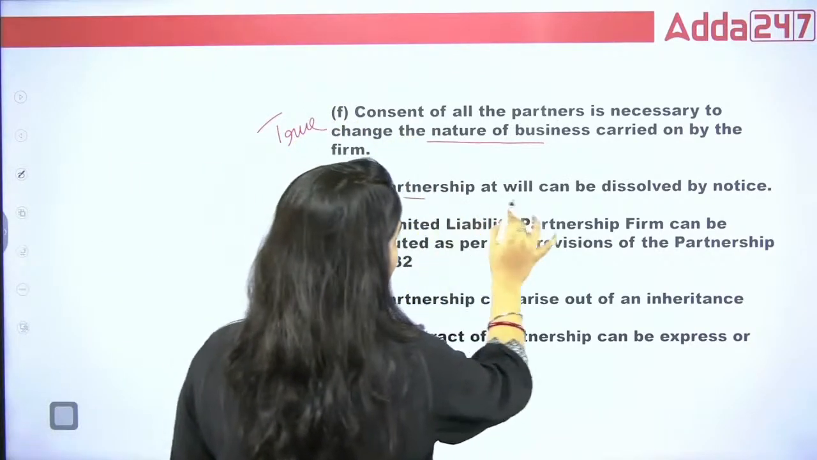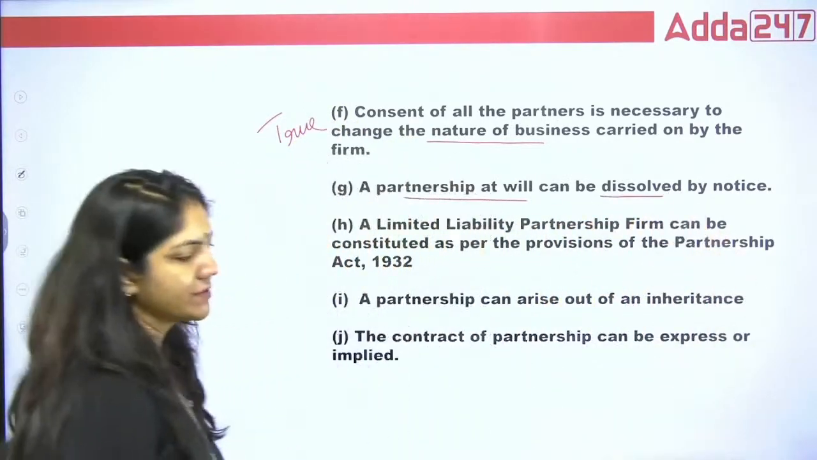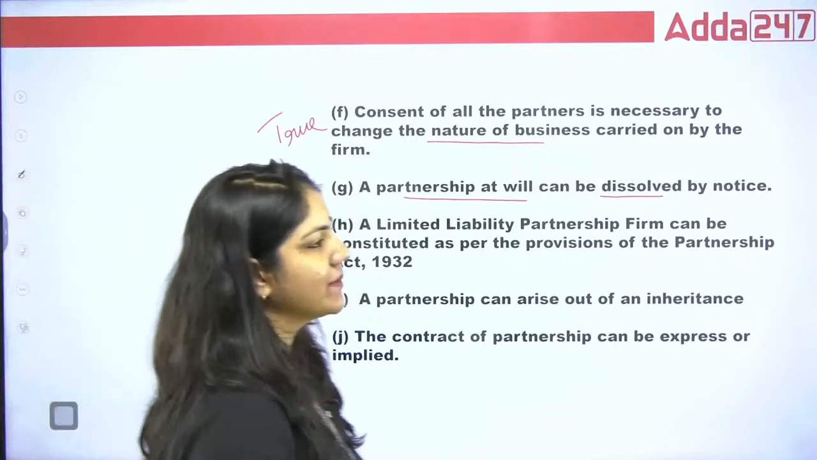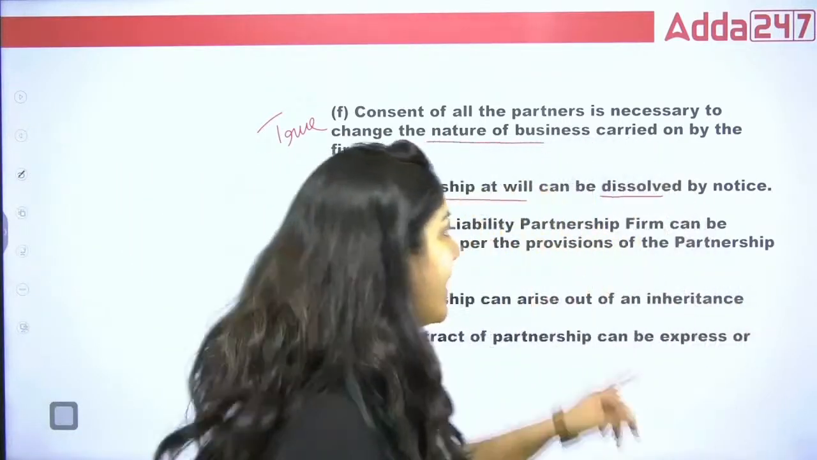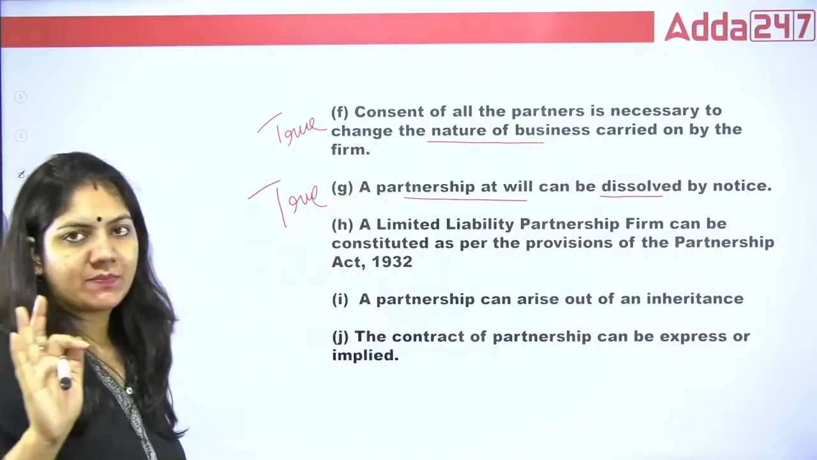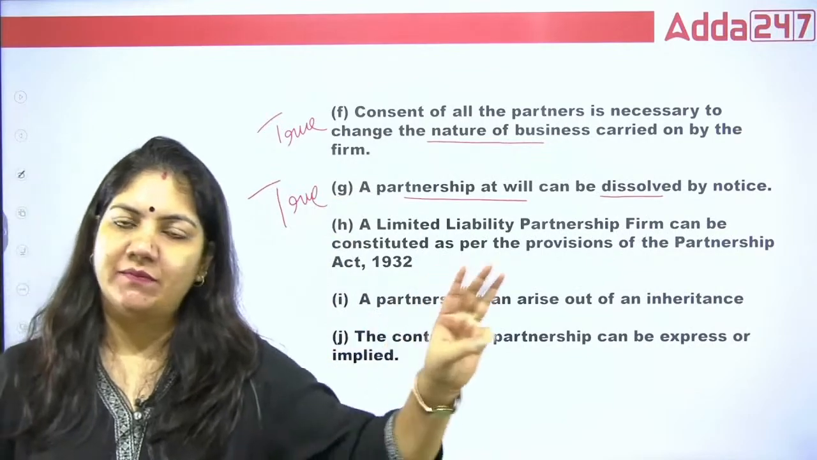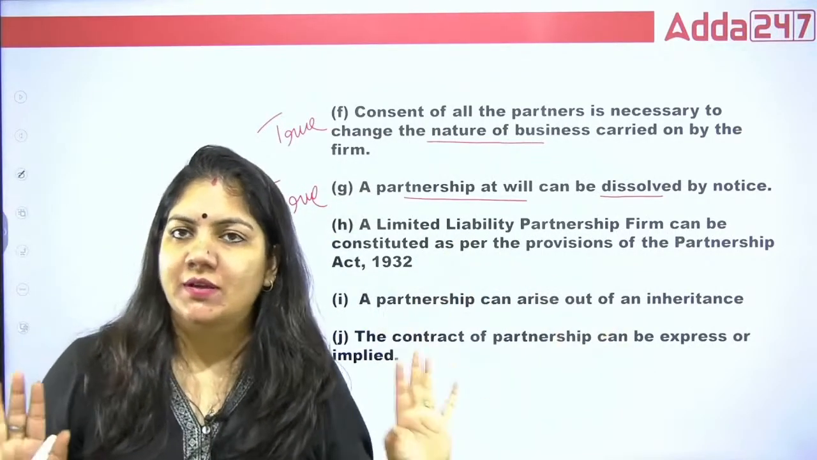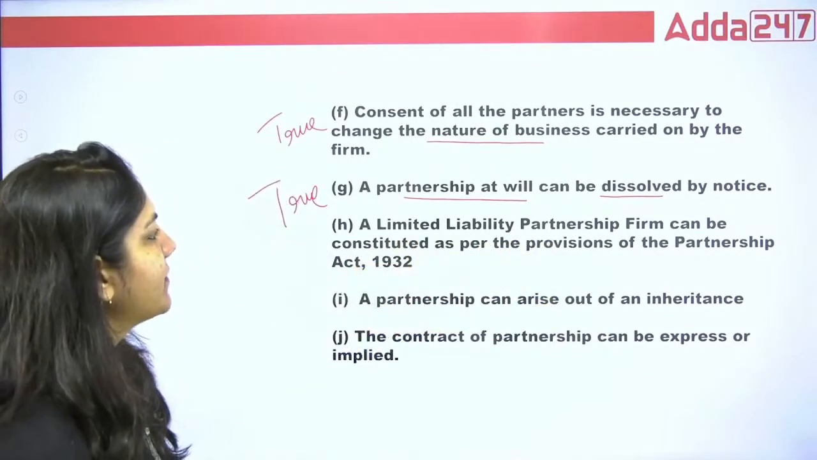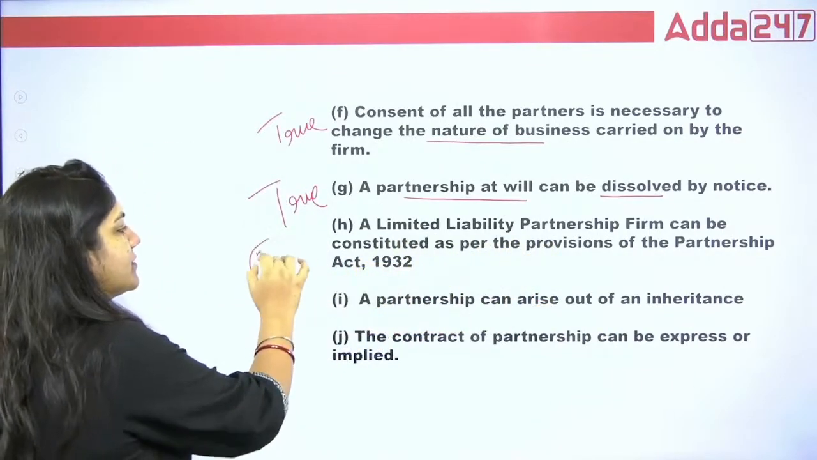A partnership at will can be dissolved by notice. Yes, class. A partnership at will can be dissolved by notice. The answer is true, because there are three types of partnership: particular partnership, fixed partnership, and partnership at will. So for partnership at will, notice is the only requirement. LLP can be constituted as per the provisions of the LLP Act. This is totally false.